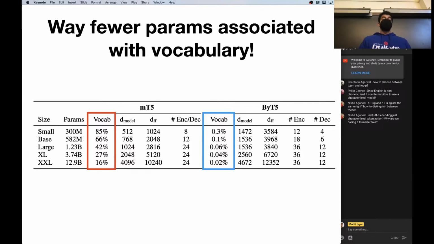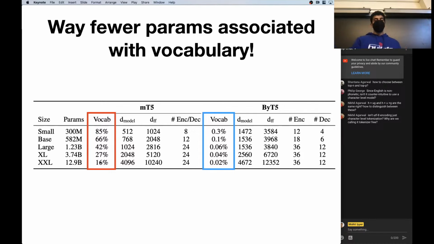Yeah, so we're going to talk about that now. But first, I just wanted to reinforce this thing I've been saying, which is if we replace our 64,000 subword type vocabulary with 256 bytes, we dramatically reduce the percentage of our model parameters that are associated with the vocabulary. So in a small T5 model, which has 300 million parameters, 85% of those parameters are in the word embeddings or the softmax layer.